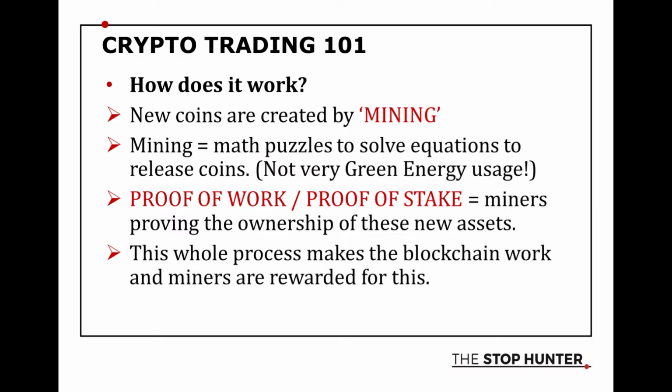So how are these new coins created? Well, it's by a process called mining, and mining basically means people on computers solving maths puzzles and equations to release new coins. It's not very energy efficient, and you might see some of that on the news. And another couple of phrases: proof of work, proof of stake. Well, that's where the miners are proving the ownership of these new assets, and this whole process makes the blockchain work, keeps it secure, makes it evolve, and the miners are rewarded for this with those assets.